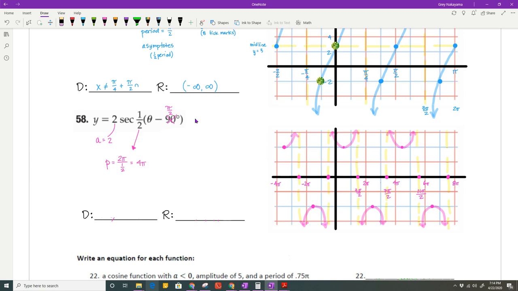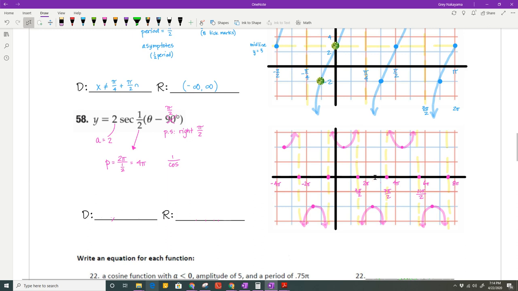And so it is 4 pi because, well, we should have talked about this first, but I didn't say it already. Secant is 1 over the cosine. The normal period for the cosine is 2 pi. 2 pi over 1/2 becomes 4 pi. So the period of this graph is 4 pi. Okay, and this pi over 2 is a phase shift to the right pi over 2 units. Okay, and I didn't write how many tick marks, but I'll do that in a second.